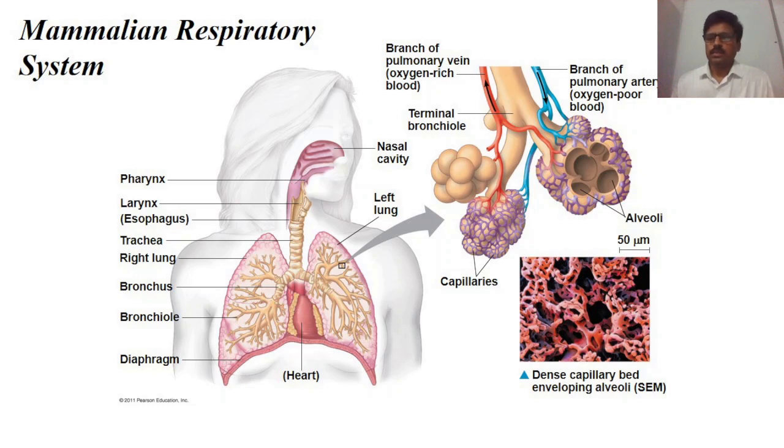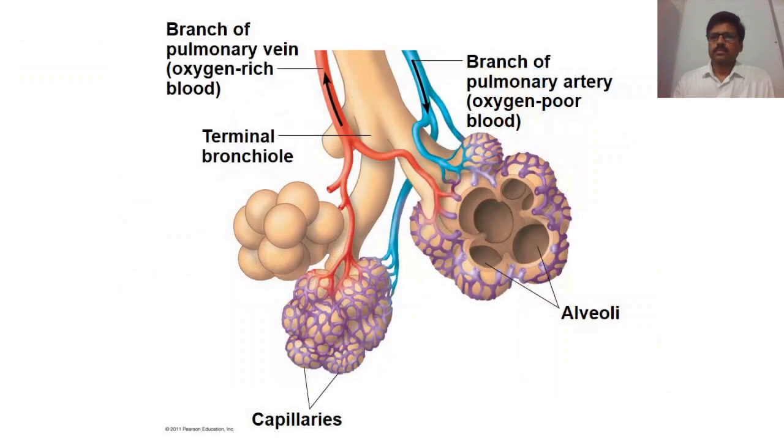Gas exchange takes place in alveoli, the air sacs at the tip of the bronchioles. This area is kept moist because exchange of gases can occur only through a moist surface.